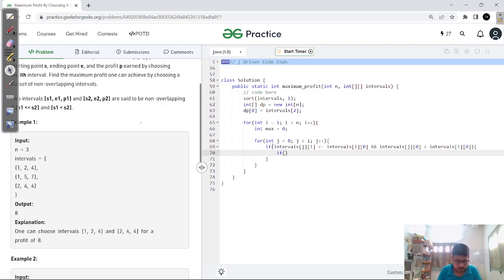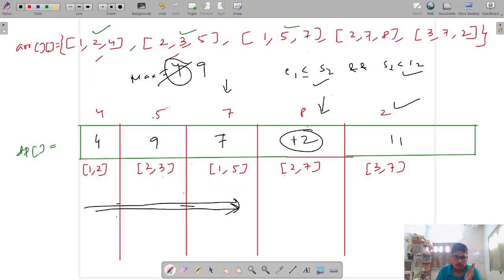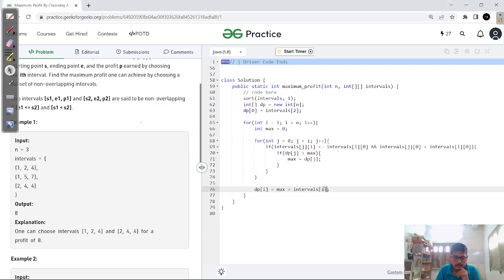So I will compute the maximum. So if my dp j is greater than max, I will update my max to dp j, and after that I will assign my dp i as max plus my interval value, right? Interval size. So I am creating the left side max, and after creating max I will add it to my interval value, right? So this value, this value, this value, I will compute the max here, I will add it to this value. So this is my interval i 2.